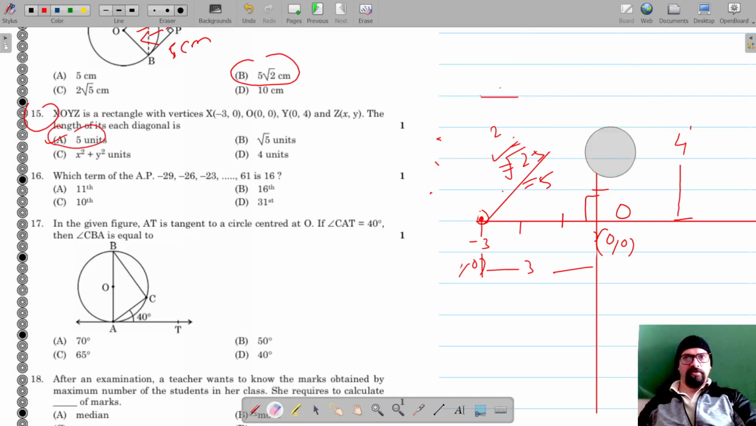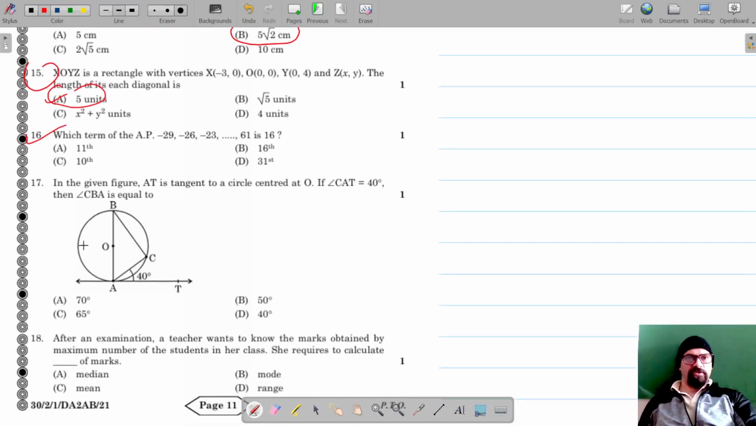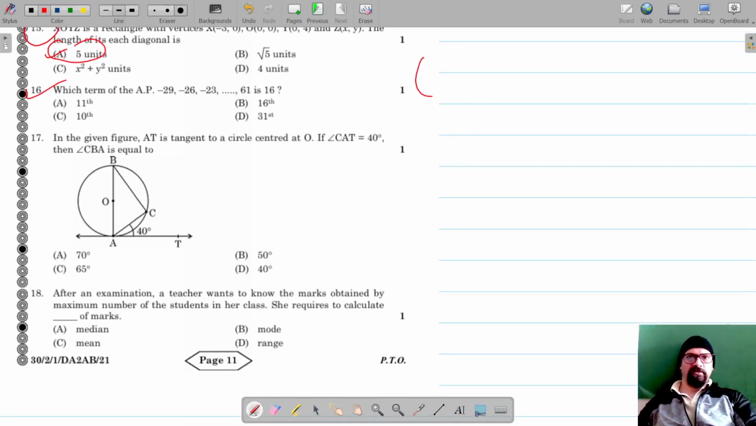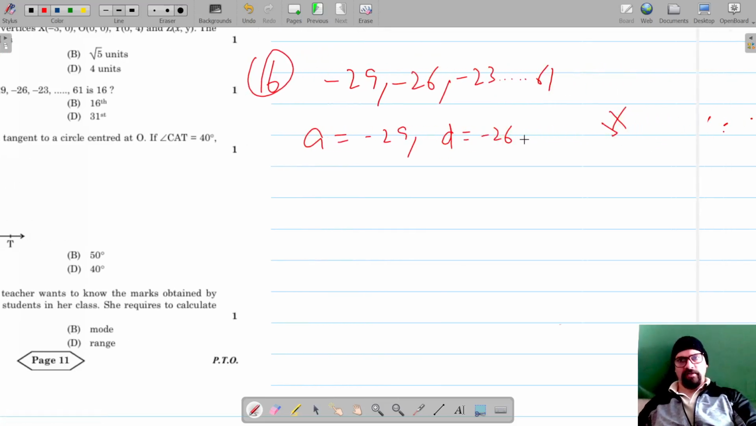And moving on to question number 16. Which term of the AP is 61? Given AP is minus 29, minus 26, minus 23, and so on, and we have to find which term is 61. So A here is minus 29 and D is minus 26 minus minus 29.